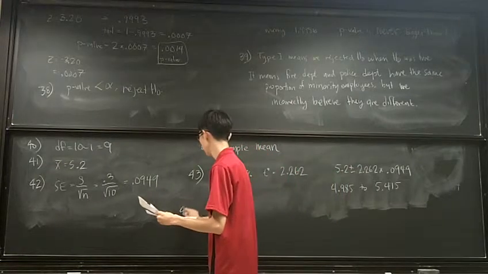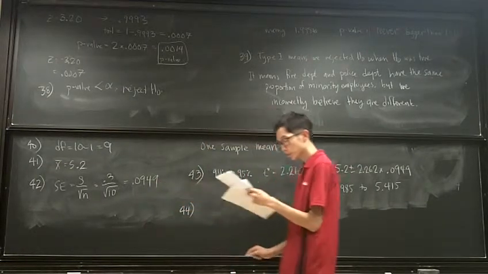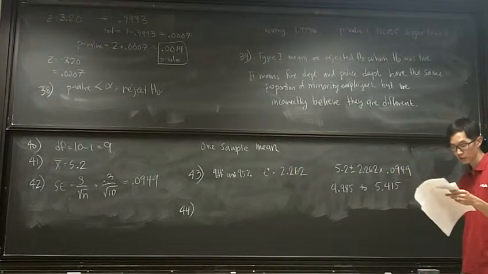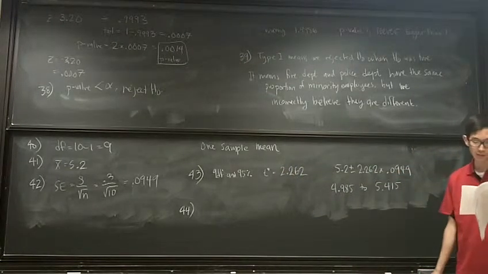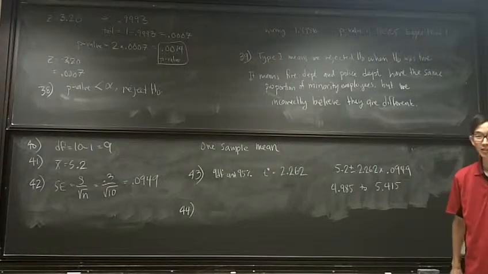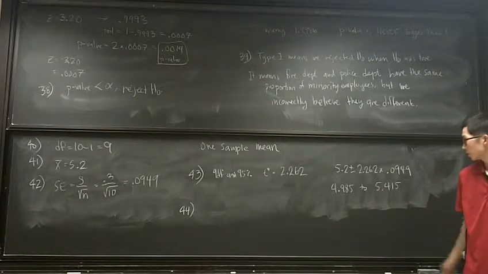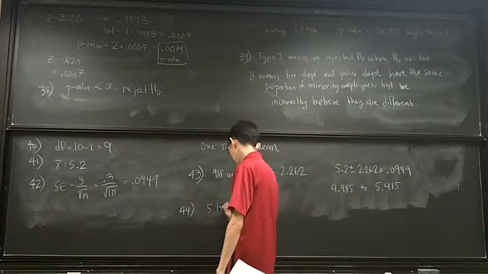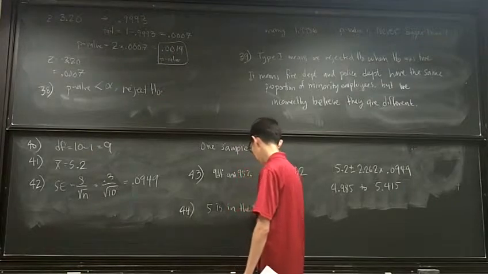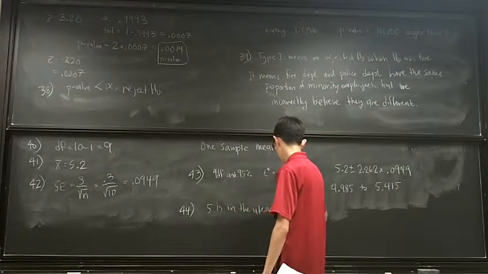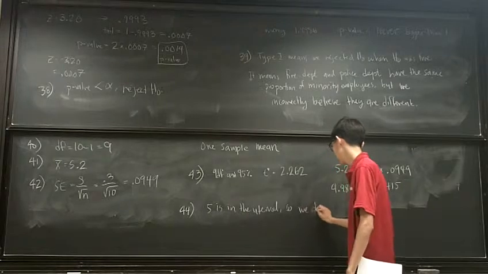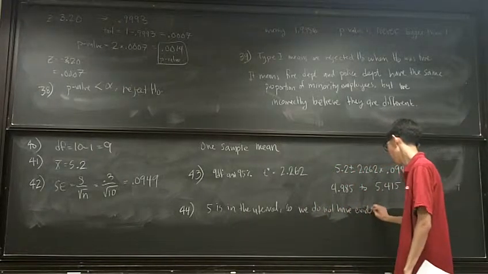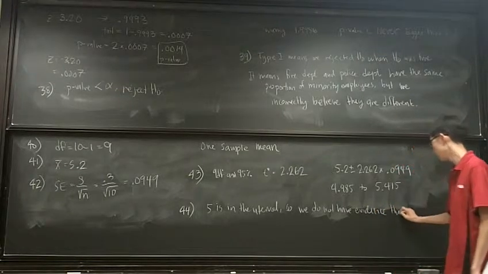Okay, so is this evidence? What conclusion do we make? Is this evidence that the bags at the grocery store have a mean weight different from 5 pounds? 5 is within my interval. So what does that mean? Yeah, 5 is in the interval. So we do not have evidence that the mean weight is different from 5.